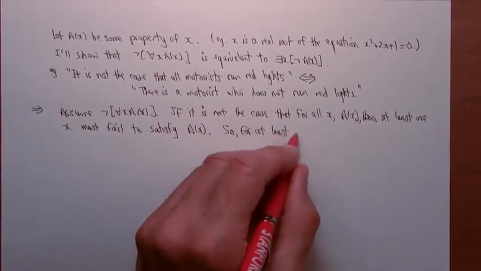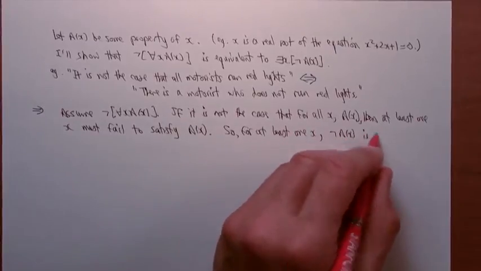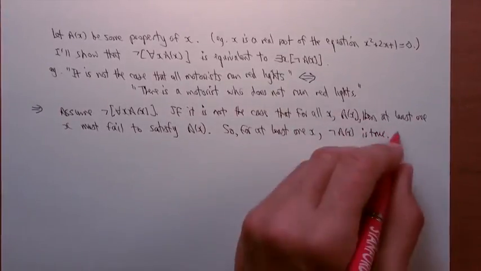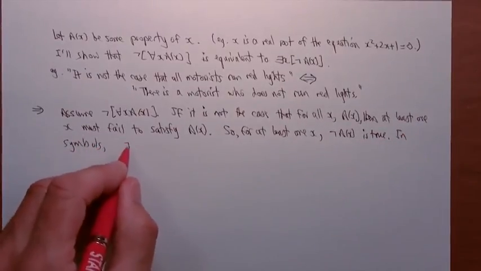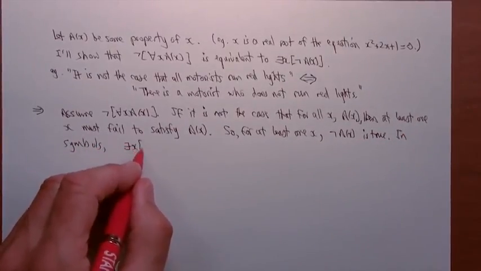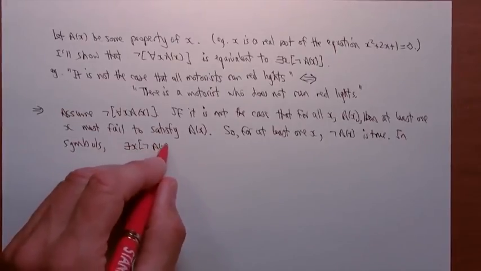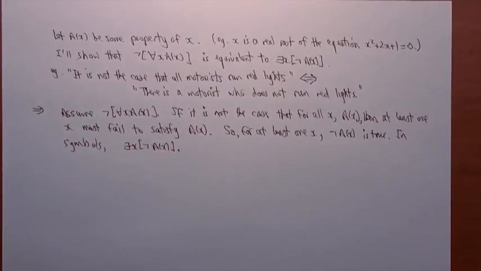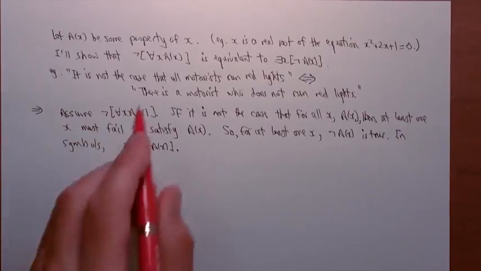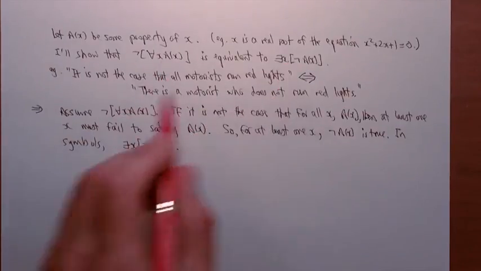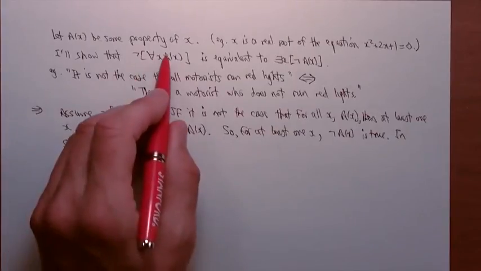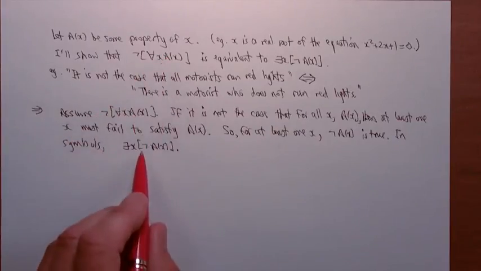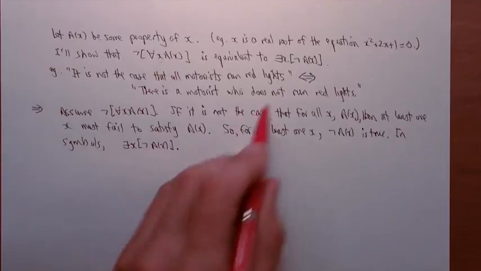So, for at least one x, not A of x is true. In symbols, there exists an x such that not A of x is true. Well, that's the left to right implication. I assumed not for all x A of x, and I concluded there exists an x not A of x.